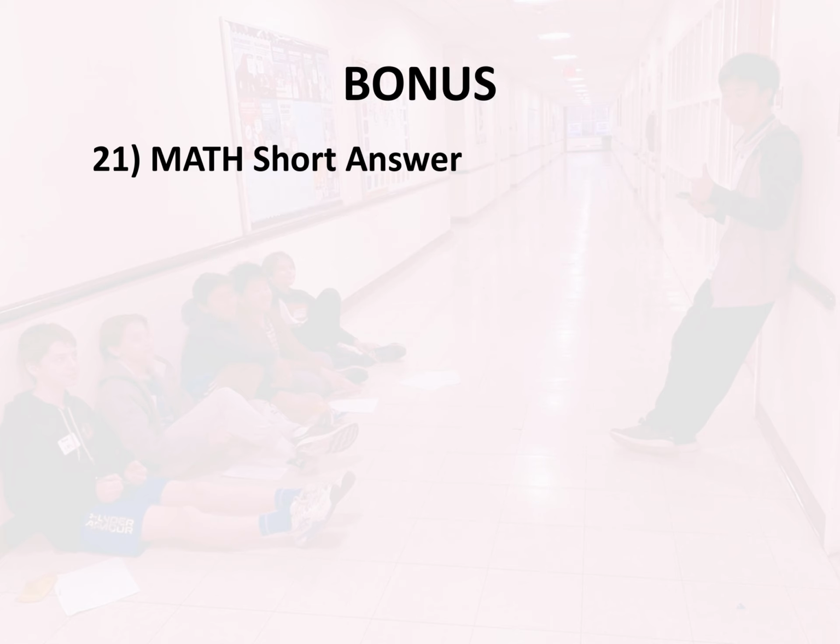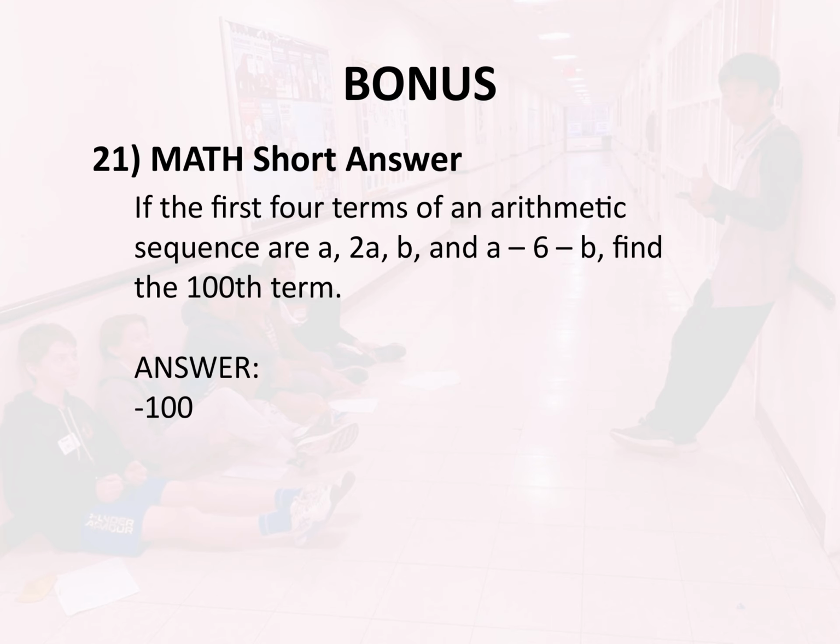Bonus 21. Math. Short answer. If the first four terms of an arithmetic sequence are a, 2a, b, and a minus 6 minus b, find the 100th term. Answer. Negative 100.